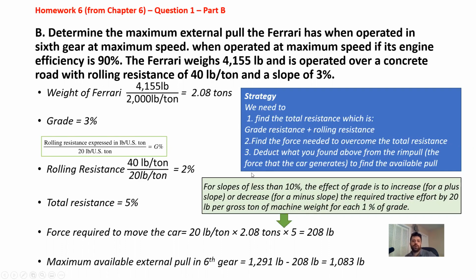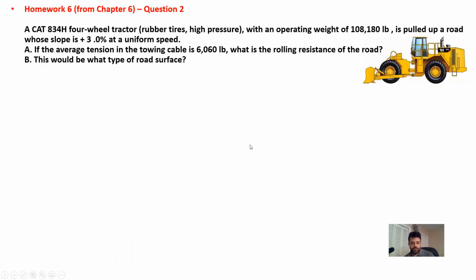All right, so let's move on to question two. Question two says we have this CAT 834H four-wheel tractor, and it is moving with rubber tires and high pressure. This is given because it wants us to use a table. That's why it is giving us this information. With an operating weight, so the weight is given in pounds, we probably need to convert it into US tons somewhere, is pulled up a road whose slope is 3%.